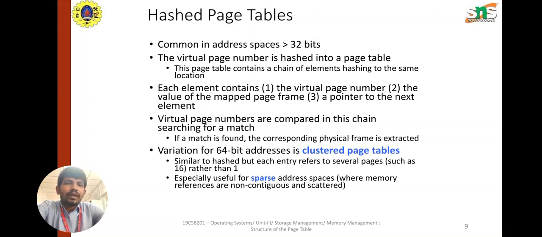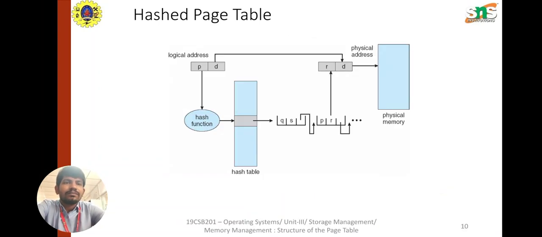A variation for 64-bit addresses is the clustered page table. It is similar to hashed, but each entry refers to several pages, such as 16, rather than one. This is especially useful for sparse address spaces, where memory references are non-contiguous and scattered.